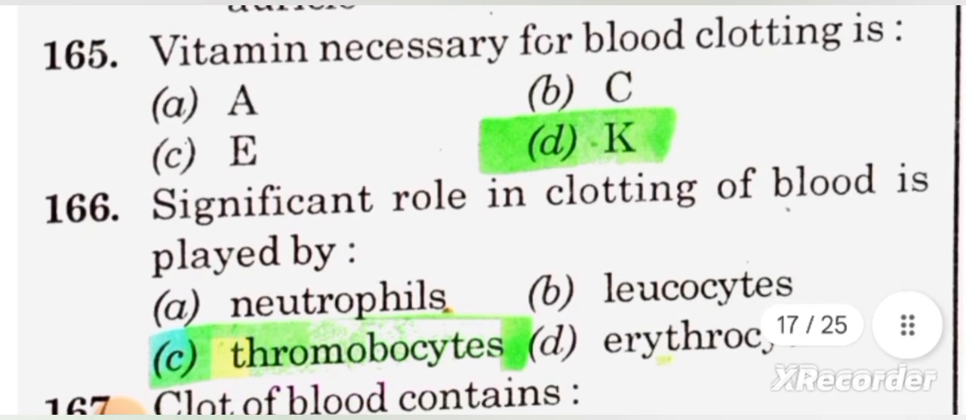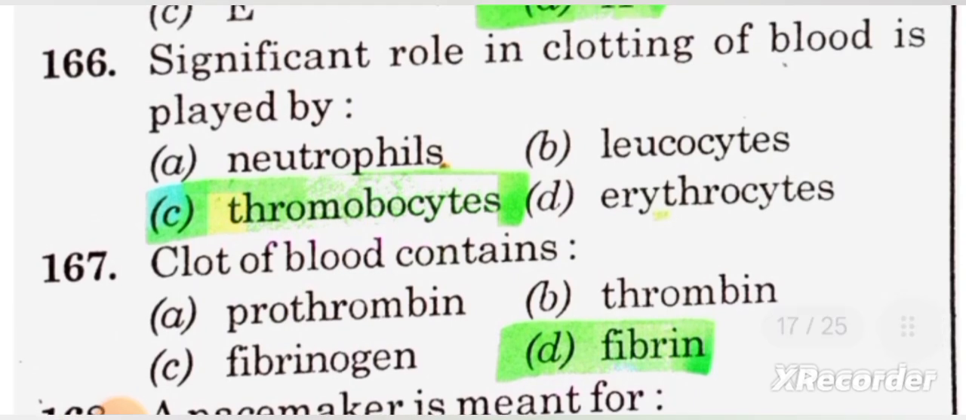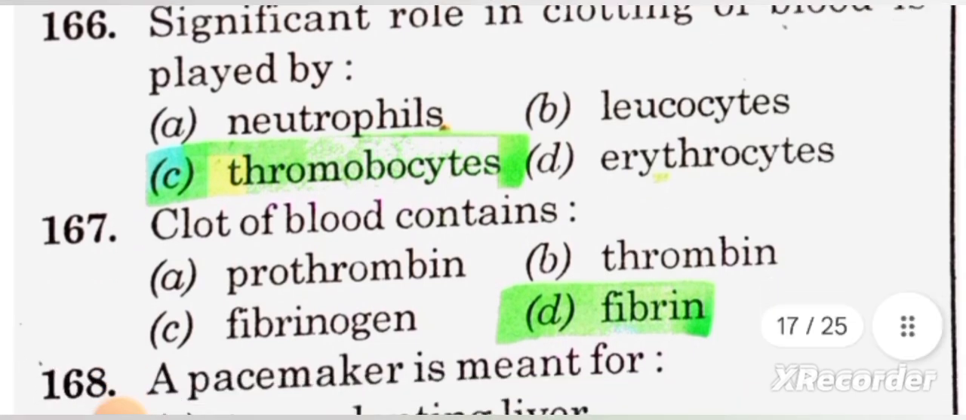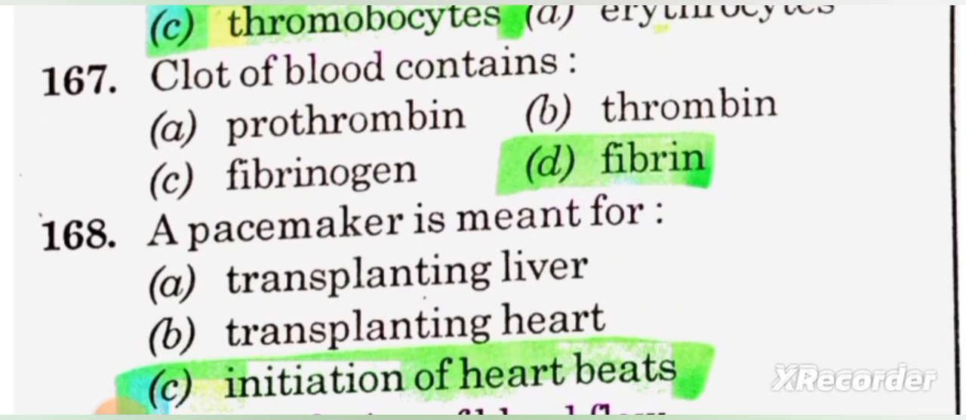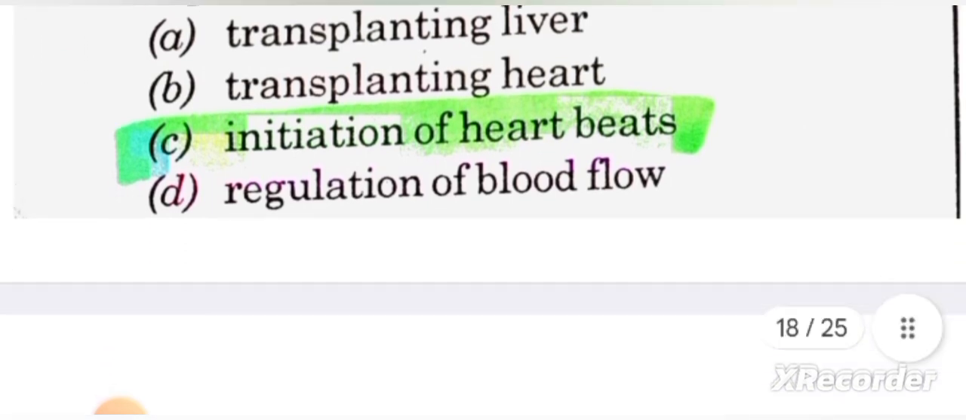Next, 165. Vitamin necessary for blood clotting is. Answer D. K. Next, 166. Significant role in clotting of blood is played by. Answer C. Thromboblast sites. Next, 167. Clot of blood contains. Answer D. Fibrin. Next, 168. A pacemaker is meant for. Answer C. Initiation of heartbeats.